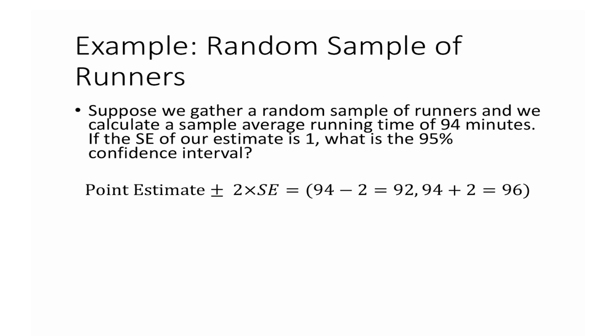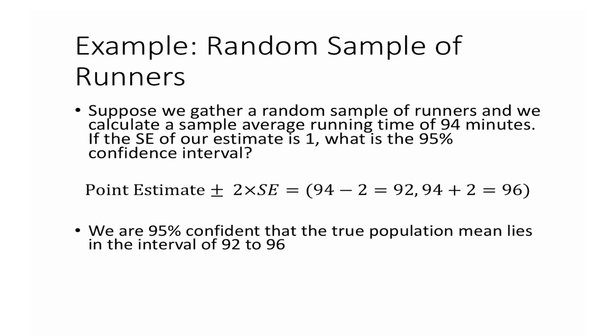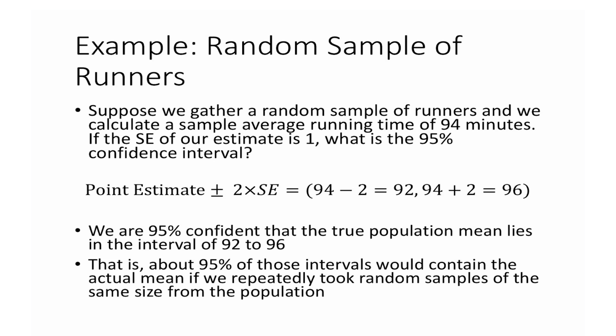Well, the 95% confidence interval is just going to be a point estimate plus or minus 2 times the standard error. Here we're given the value of the standard error, which is sigma divided by square root of n, and that value is 1. Right? So we just take our point estimate 94, we subtract 2, and we add 2. So we get this interval estimate of 92 to 96. So we're 95% confident that the true population mean lies in this interval of 92 to 96.